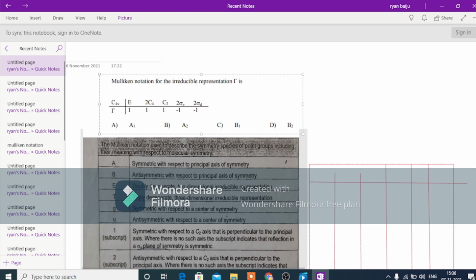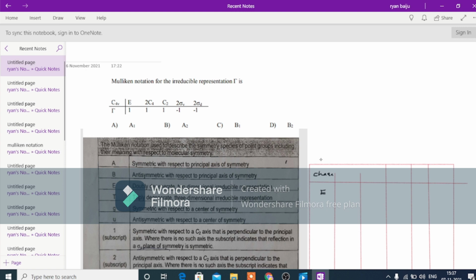The question is about Mulliken notation for the irreducible representation. Here all of you can see one table. If you study this table, answering this type of question will be very easy for you. This is a self-explanatory table. Here, if it is symmetric with respect to the principal axis of symmetry, the notation will be A. Therefore here I am going to write in the column character. Here there is no such space, therefore I am going to write the short form. Below this character I am going to write E, identity. Identity cannot predict whether it is A or B.